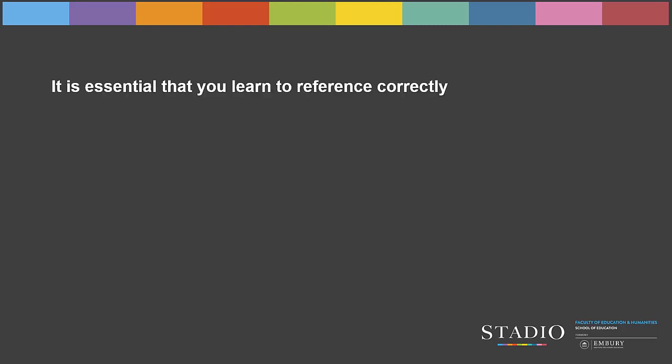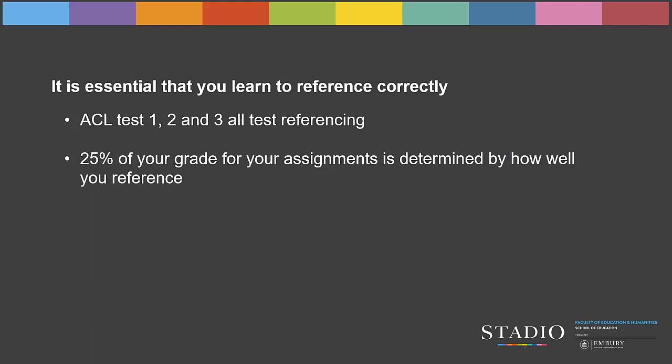In short, it is absolutely essential that you learn to reference correctly. Why? Well, Test 1, 2, and 3 for academic literacy all include questions on referencing. Test 1 focuses entirely on referencing. There's a section in both of the rubrics for assignment 1 and 2 which focuses on referencing, and 25% of your grade for both of those assignments is determined by how well you reference.